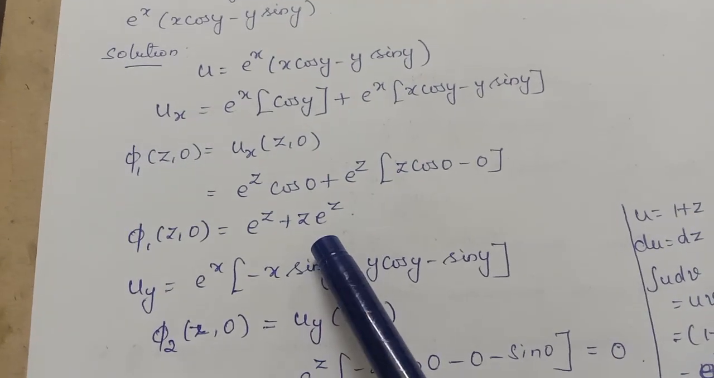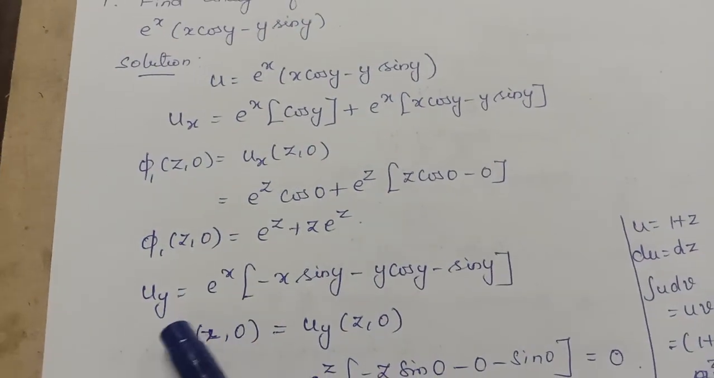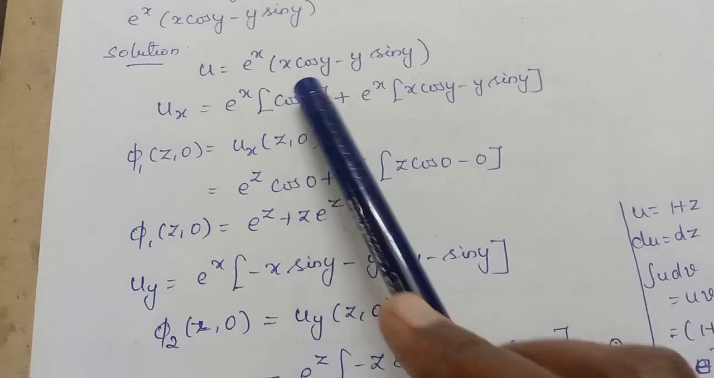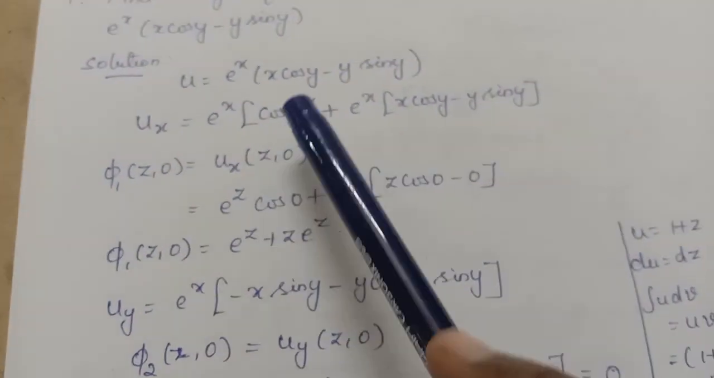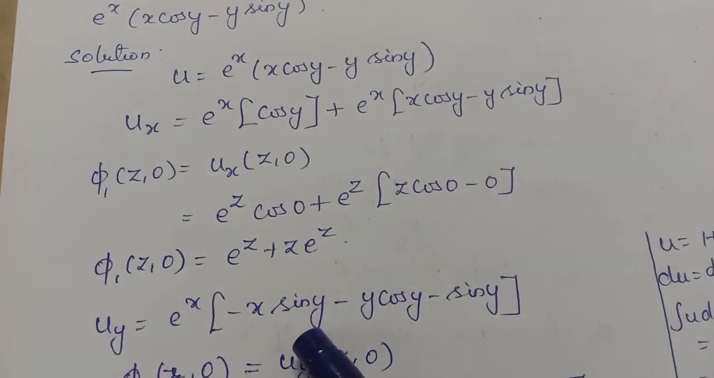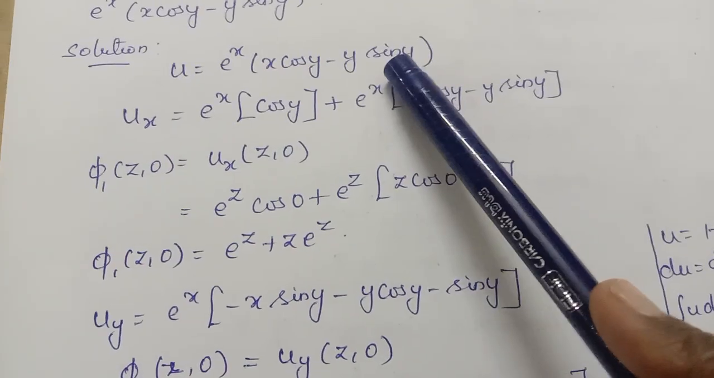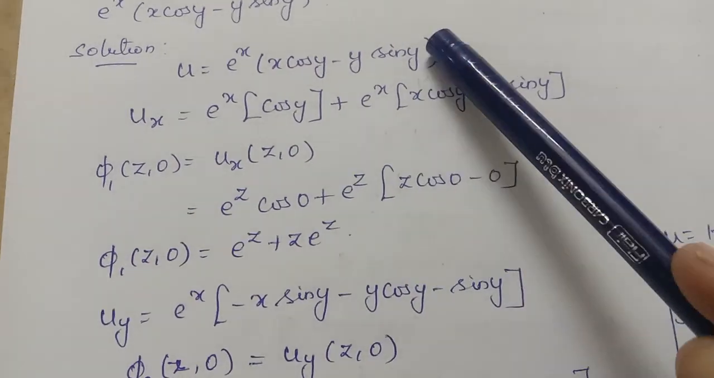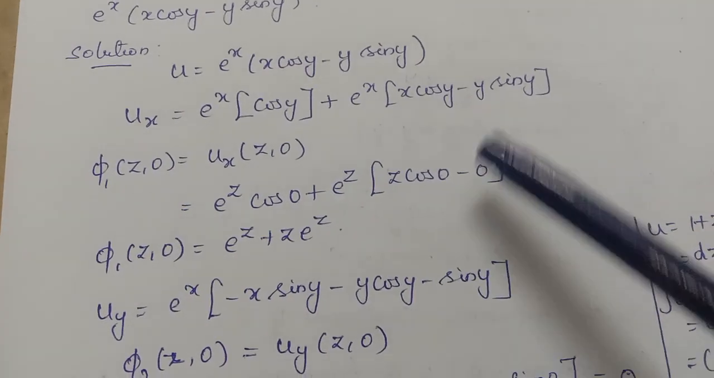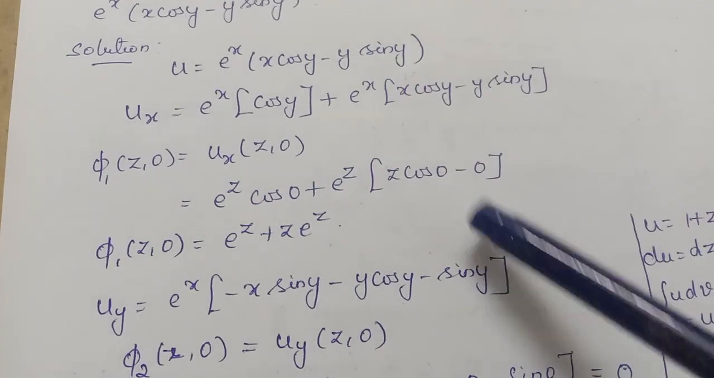Next, for finding phi 2, you have to find uy. Uy equal to, here no product rule is required for e power x. So e power x into minus x sin y. Here again you have to apply the product rule. So minus y into differentiation of sin y, which is cos y, minus sin y into differentiation of y, which is 1.